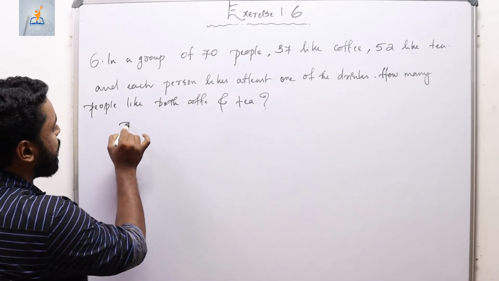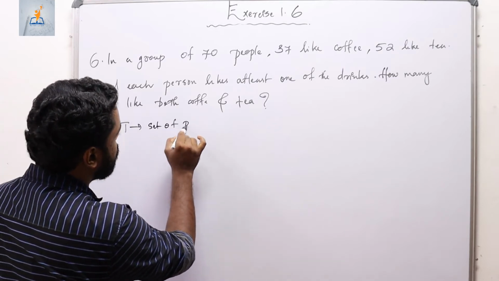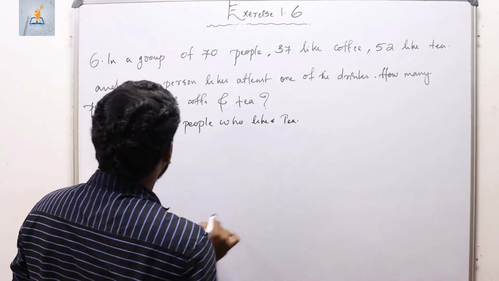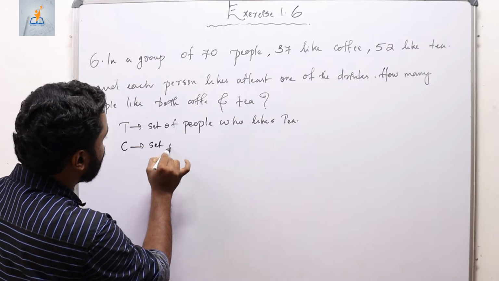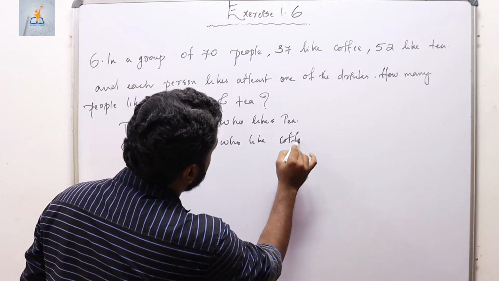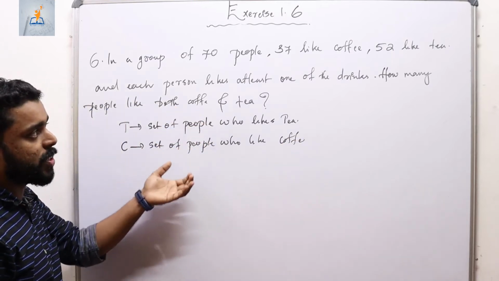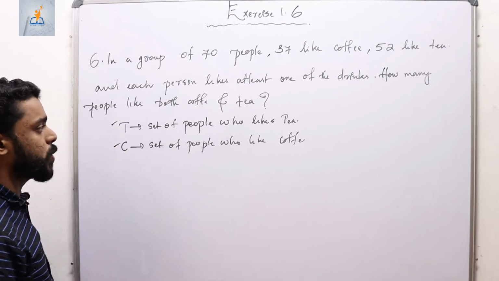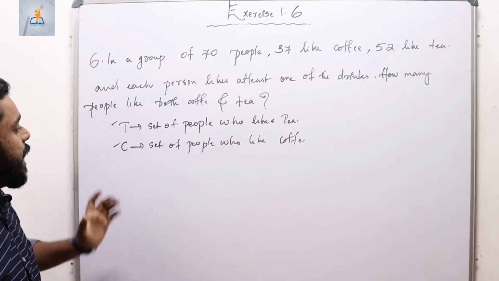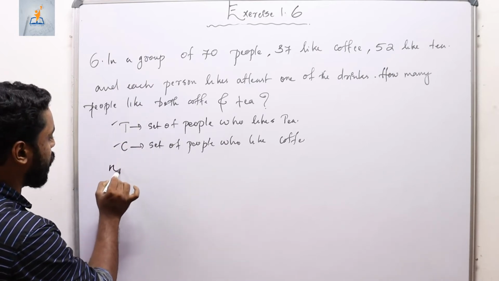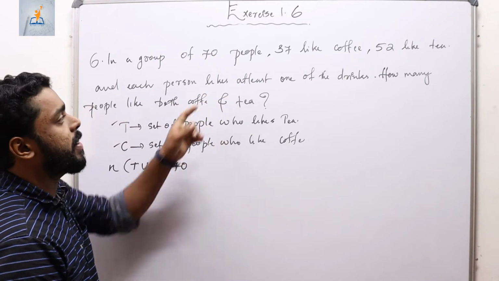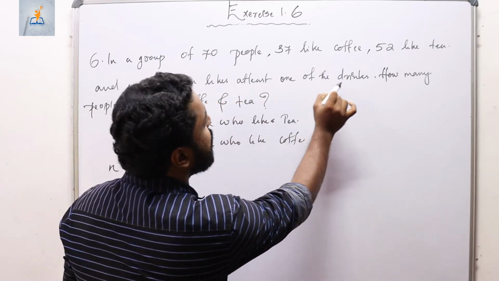So given that, let T denote the set of people who like tea, and let C be the set of people who like coffee. Whenever you write or attempt to answer such questions for an exam, just remember to name these two sets. Otherwise, the examiner or the evaluator will feel confused by your notation. So T and C will be like this, and by the given condition we have n of T union C is equal to 70, because there are 70 people and each person likes at least one of the drinks.